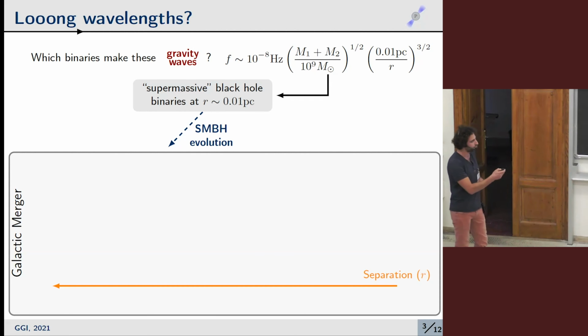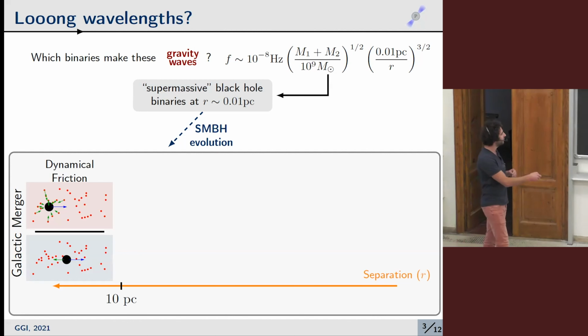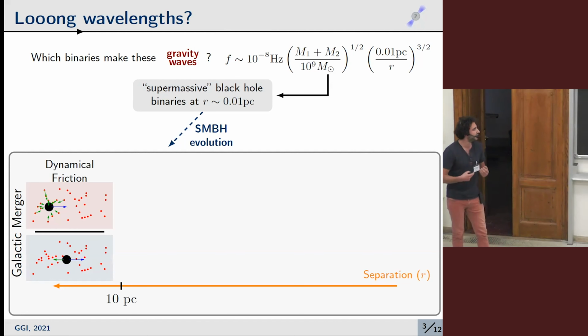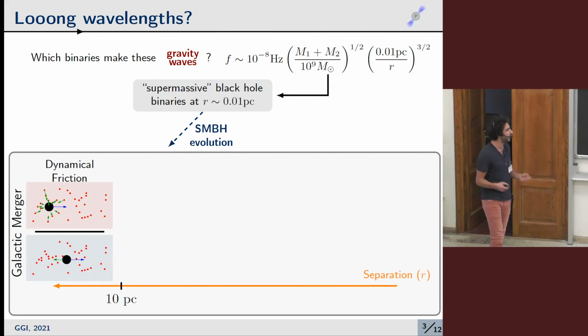The idea here is that you have many stars that are surrounding the black holes. They're fast-moving objects inside these slow-moving stars, and the stars clump in the trajectory of the black hole behind the black hole, pulling it backwards. So this process is called dynamical friction. It's able to take these binaries from being very far away, perhaps megaparsecs or further away, all the way down to about 10 parsecs.